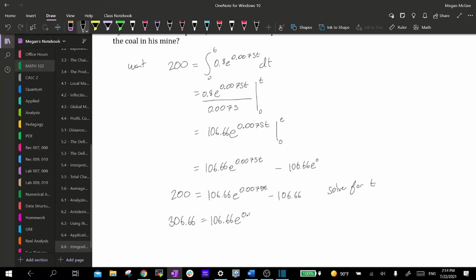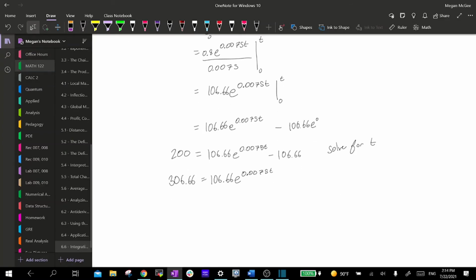106.66 e to the 0.0075t. Go ahead and divide both sides by our 106.66, and we get 2.875 is equal to e to the 0.0075t. And then remember what we need to do when we have a variable in an exponent is we need to take the natural log. All right, so we take the natural log of both sides. And that lets us bring our exponent out in front, right?